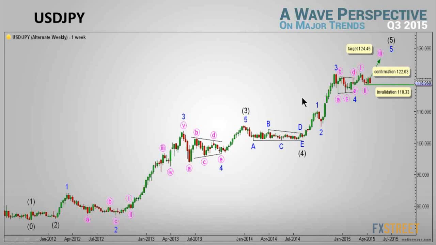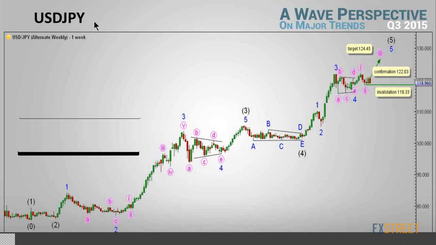Let's see what we expected from the American dollar Japanese yen and see how it unfolded so far. To start with, we mentioned two specific points regarding this pair. The first point is that both main and alternate counts have equal probabilities, and also that we cannot help but notice the affinity of this pair to form triangles, with three visible, well-defined triangles on the weekly chart.